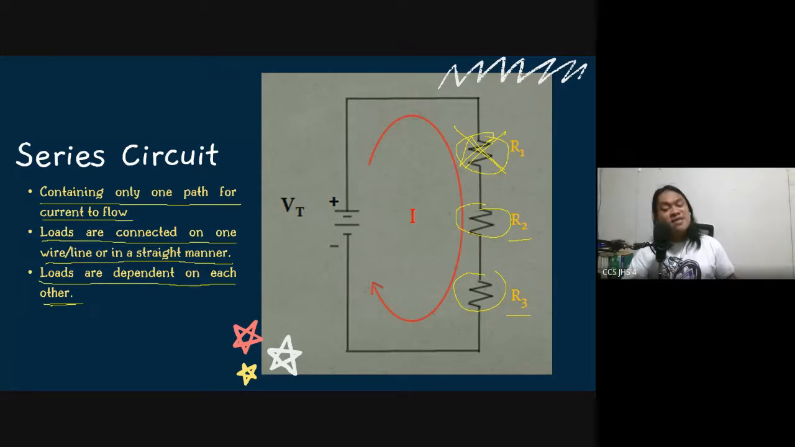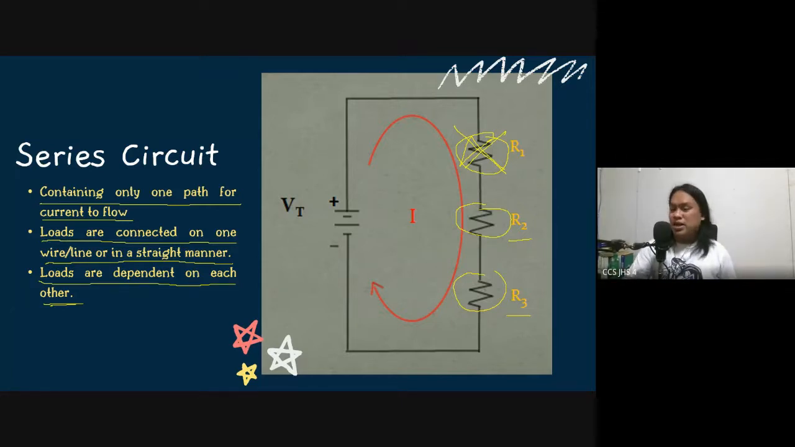If you have noticed, once one bulb of a Christmas light gets busted, automatically the entire Christmas light will not function anymore. Have you noticed that? That is because they are connected in a series circuit manner.